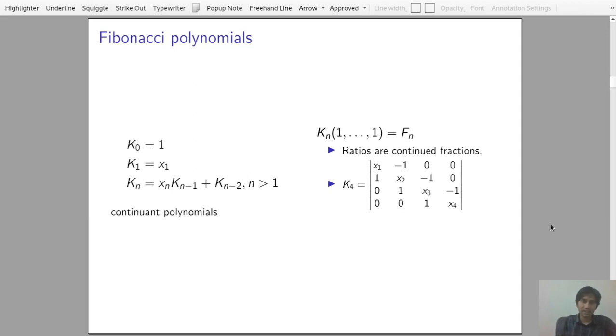Notice that in here, the main diagonal contains the variables x1, x2, x3, x4. The diagonal just below the main diagonal is all ones, and the diagonal just above the main diagonal is all negative ones. So this equation can be generalized to express Kn as the determinant of an n by n tridiagonal matrix in a natural fashion.